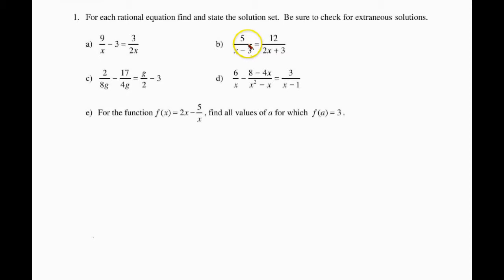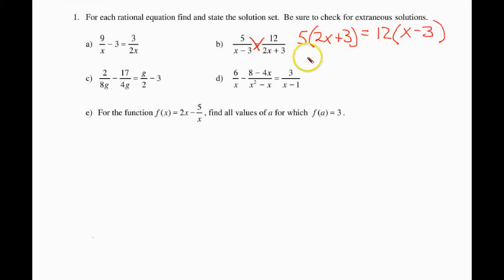Now, for this one, notice it's a fraction equals a fraction. So for this, we could use a modified way of doing it just by cross multiplying. This is going to become 5 times 2x plus 3 equals 12 times x minus 3.